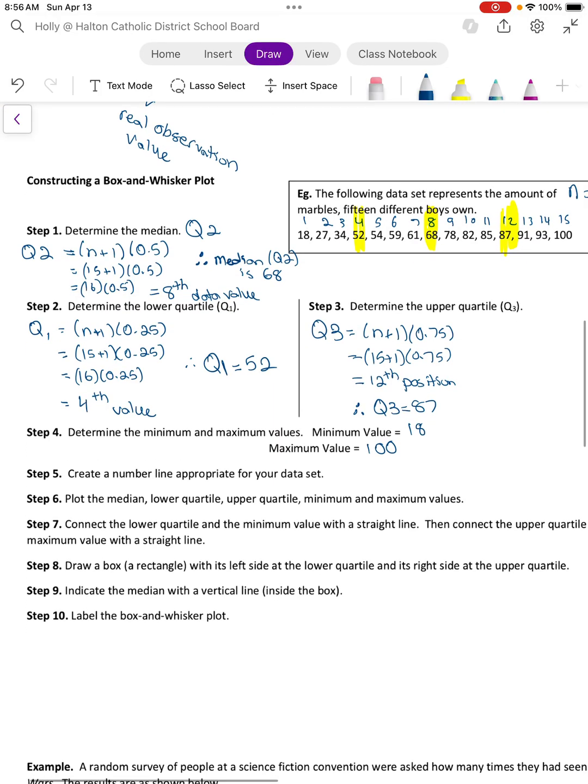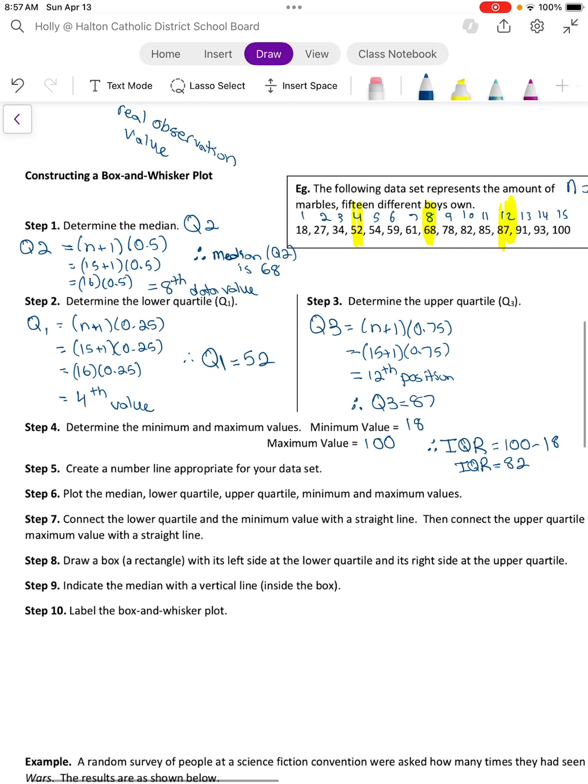We're going to create a number line. Just a reminder here, if you wanted to find the IQR, I'll do this on the side here, I would do 100 minus 18. My IQR would be 82. You don't really need this just yet, but that's what you would do with that data. So we're going to create a number line.